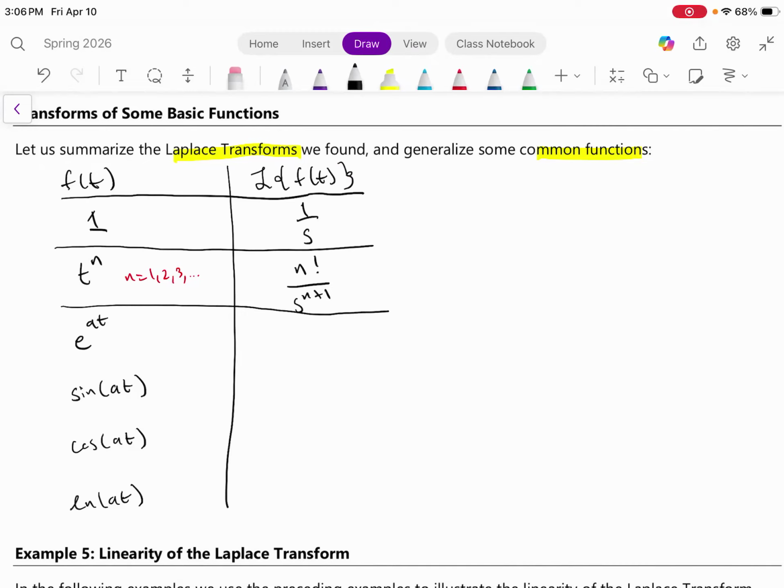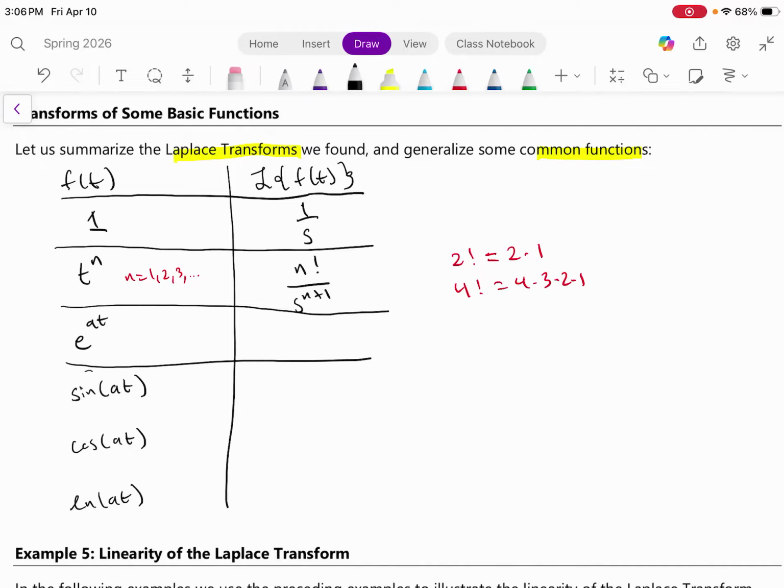And if you're a little unfamiliar with factorial, 2 factorial is just 2 times 1. 4 factorial is 4 times 3 times 2 times 1. So it's multiplying all the previous terms together. That's what factorial means. So, that's the kind of form that it has.